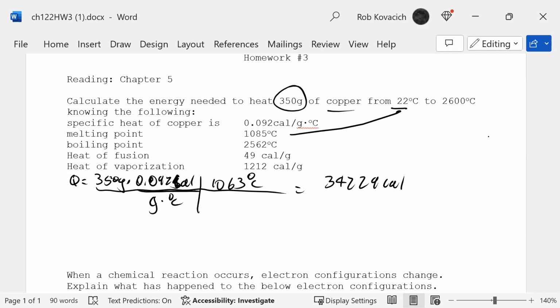Now we're going to melt it. And so Q equals 350 grams, and heat of fusion is just 49 calories per gram. What's significant about it only being 49? It's low, right? It's easier to melt. Once you've gotten the copper to its melting point, it's easier to melt copper than it is to melt ice.